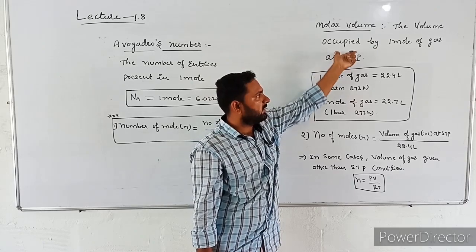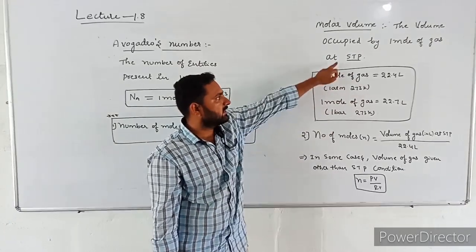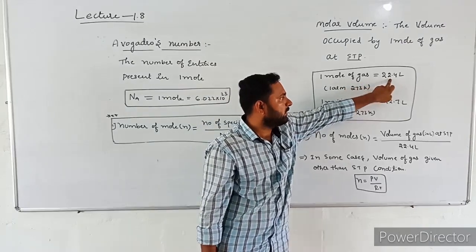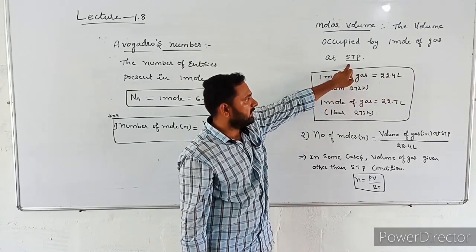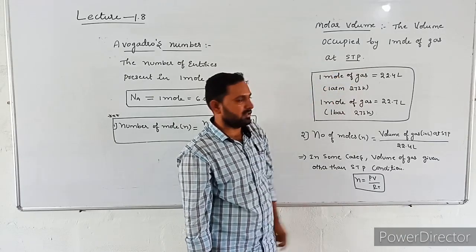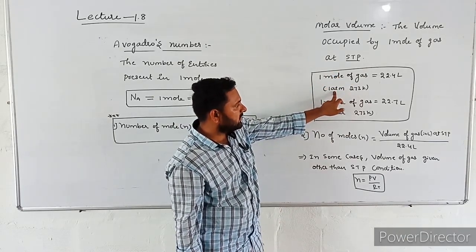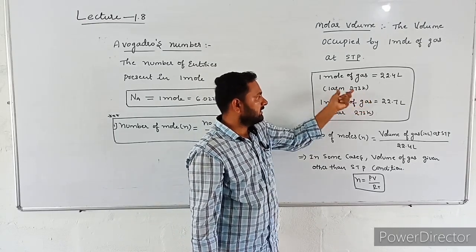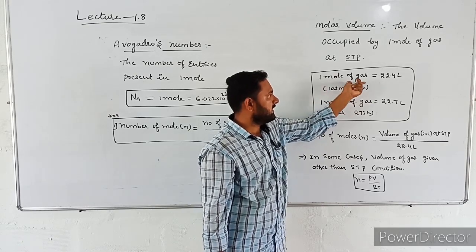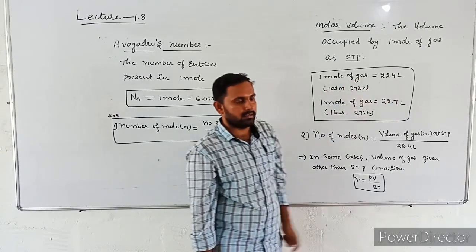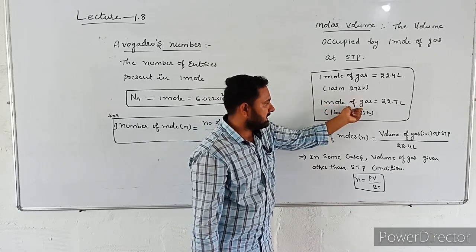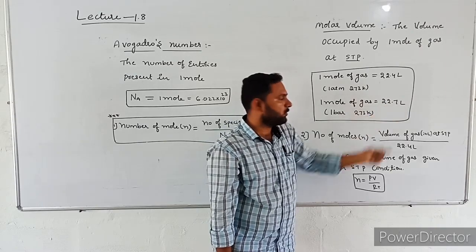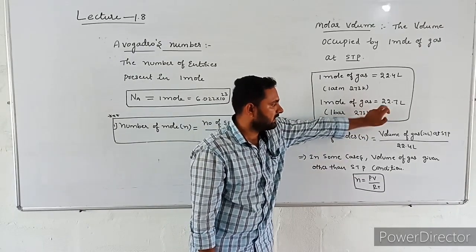So here, what is molar volume? The volume occupied by 1 mole of gas at STP condition. 1 mole of gas requires how much volume? 22.4 liter at STP condition. STP means standard temperature and pressure. The standard pressure is 1 atm. The standard temperature is 273 Kelvin. At this condition, 1 mole of gas occupies 22.4 liter. Next, 1 mole of gas at 1 bar pressure and at 273 Kelvin requires 22.7 liter.